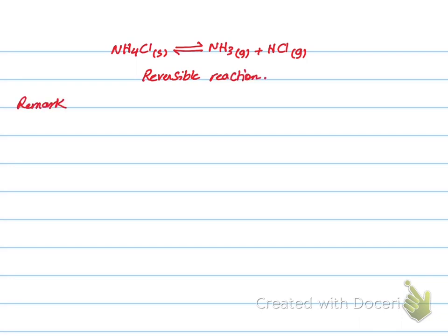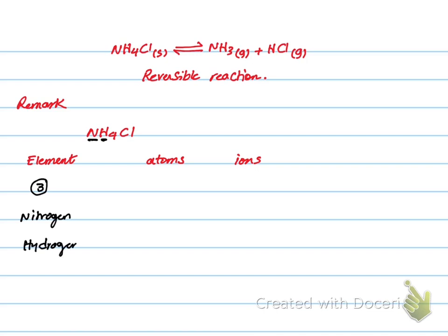Remark: for ammonium chloride, how many different elements are there, and how many atoms and how many ions? For ammonium chloride, there are 3 different elements: nitrogen N, hydrogen H, and chlorine Cl.